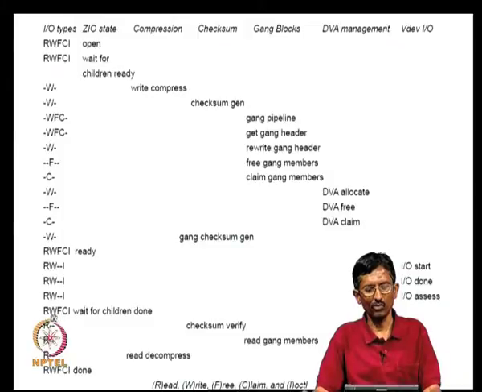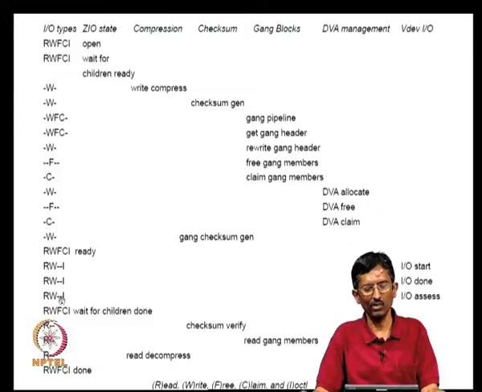Whereas if you want to do a read only, you start from here, it is open. The read also might be composed of multiple sub I/Os. Then there is no allocation here, so you wait for all the children to become ready. Now you can start reading all the I/Os, then wait for all the sub I/Os to be finished. You verify the checksum, and in case the read was compressed, you have to decompress it.